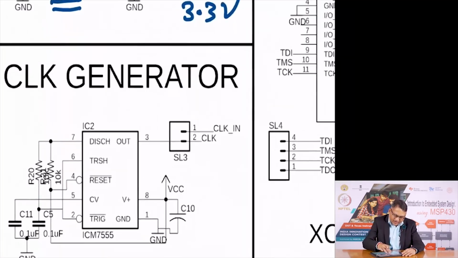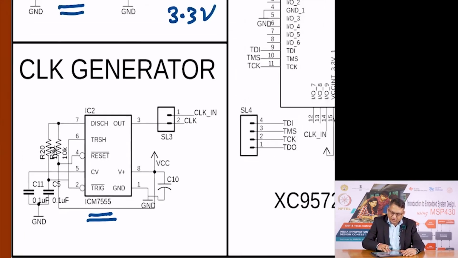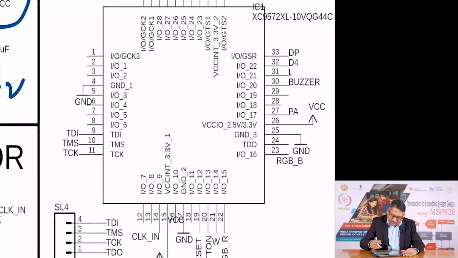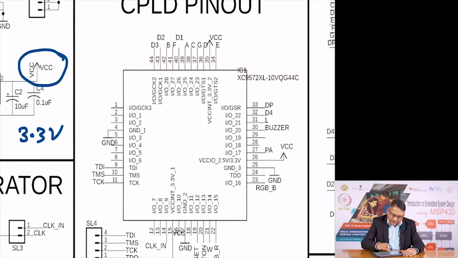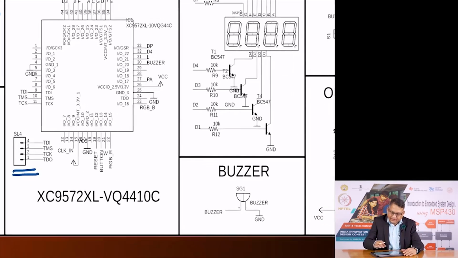The clock generator is based on a 7555 astable multivibrator, and it produces about a few kilohertz of clock. We do not need a very high frequency clock. Here is the CPLD, which is an XC9572. Various outputs of the CPLD are connected to the various peripheral devices such as displays and buzzers and LEDs, and here is the JTAG connector, which is TDI, TMS, TCK and TDO. This is an external interface.